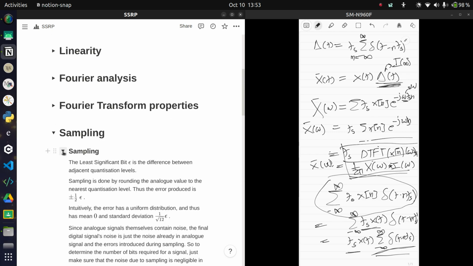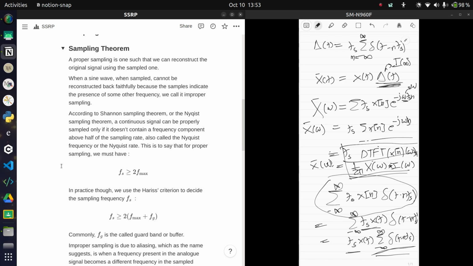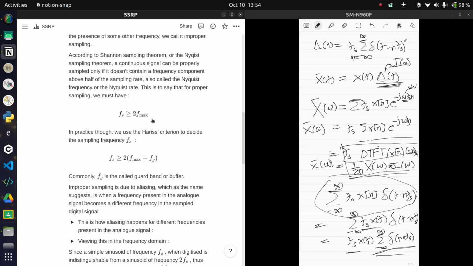Okay, so that's sampling. When you get the sampling theorem, a proper sampling is one such that we can reconstruct the original signal using the sampled one. This you already know, we just talked about it. This is also called the Shannon sampling theorem, though really it's just referred to as the Nyquist sampling theorem, but in any case, for proper sampling, just have the sampling frequency bigger than 2 times the maximum frequency contained in the spectrum. In practice though, we use a different criterion for proper sampling. We put f_max plus some small buffer, called f_guard if you want.